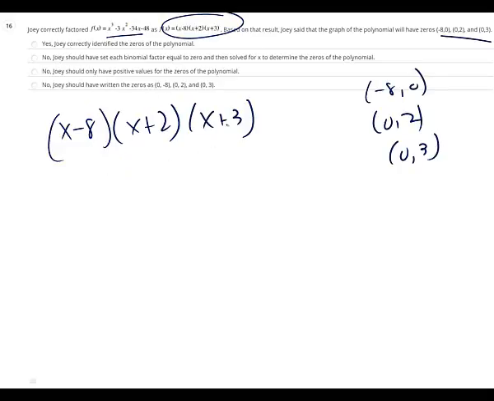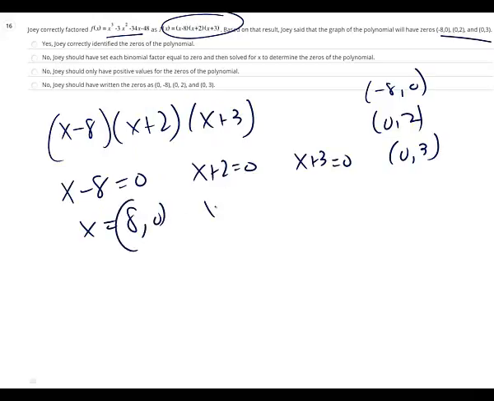That's what Joey thinks. We're supposed to decide what's really going on. Let's find the actual zeros, okay, and see if Joey's right. So I'm going to set each one of these equal to 0 by the zero product property. So what's this 0 right here? 8, technically 8, 0. Okay, what's this one right here?